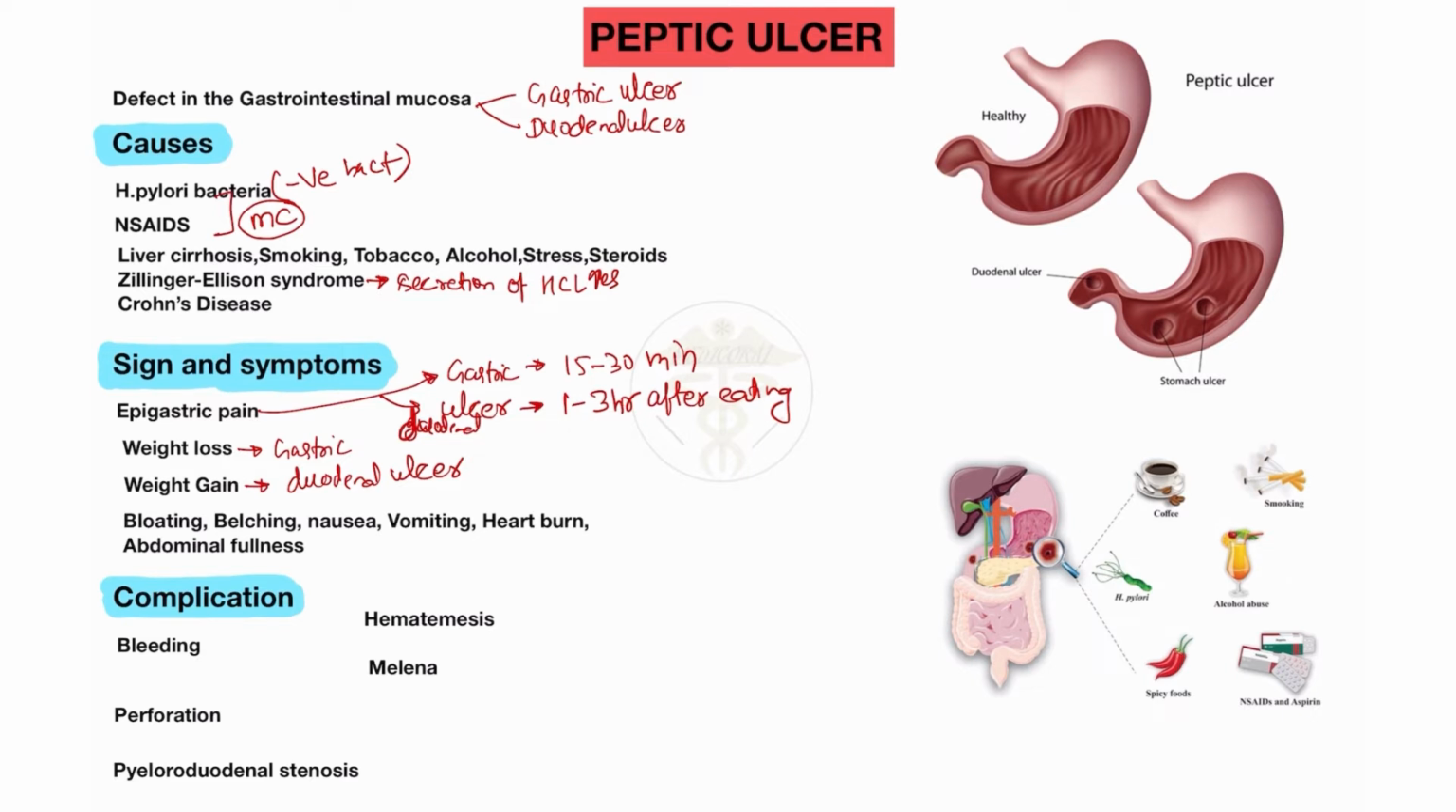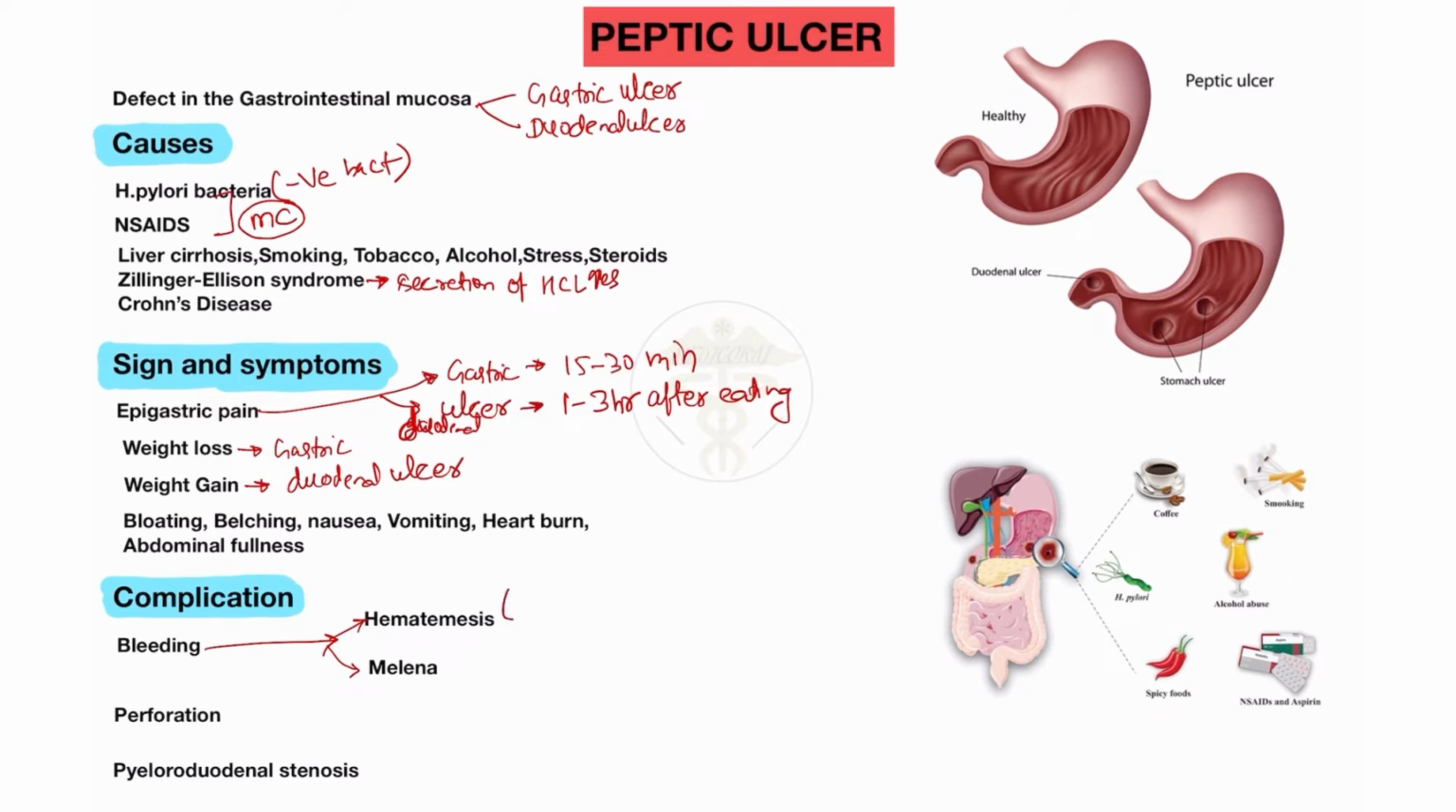You will also see complications in a peptic ulcer patient: bleeding, perforation, pyloroduodenal stenosis, and also penetration. These are the main complications of peptic ulcer. First is bleeding. Mostly you will see two types of bleeding in the patient, called hematemesis and melena.